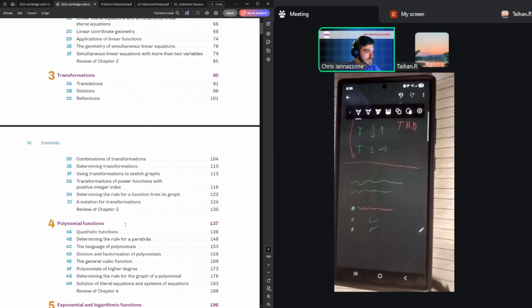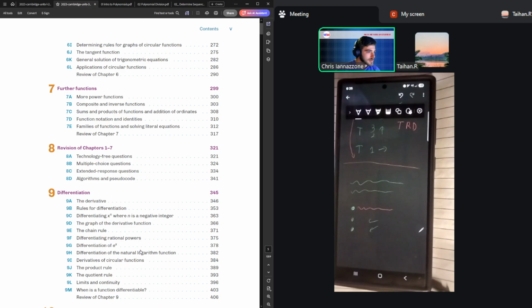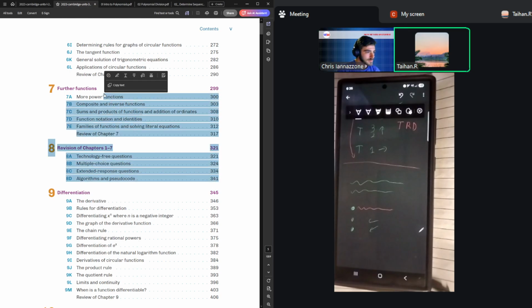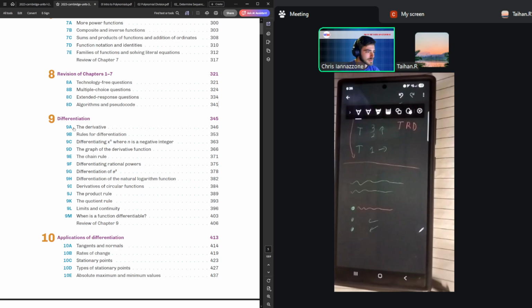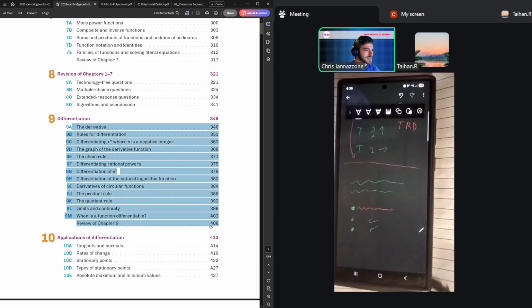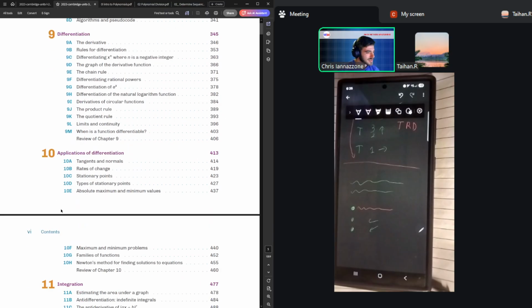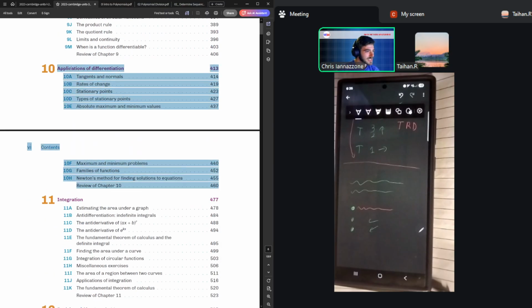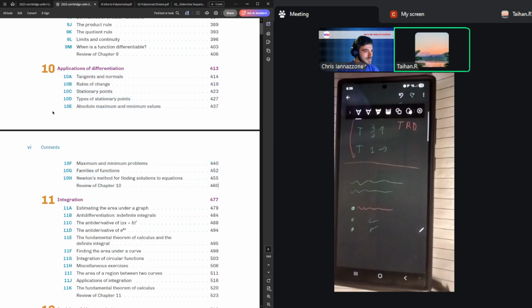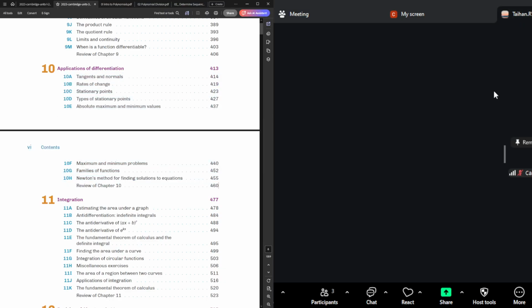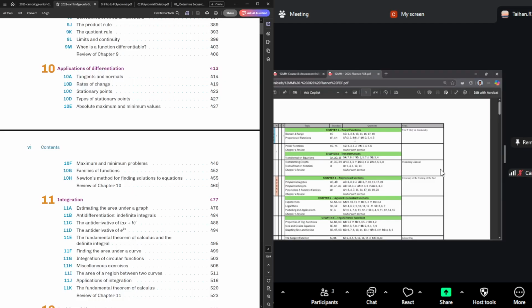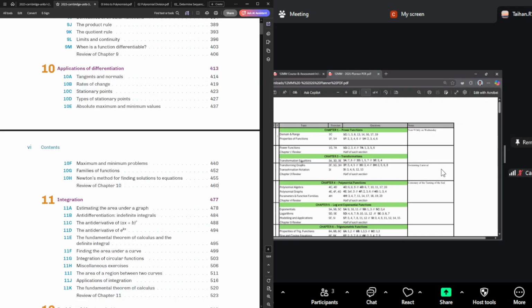Your SAC is going to be chapters 1 through 8, and also differentiation too. Oh yeah, right. Usually it's chapter 9. Do you get to chapter 10, differentiation applications? Sometimes. I don't know. I have a planner here. Sorry, I don't know how much time you have, but I thought I'd just show you now. Yeah, you're good. Let's have a look.